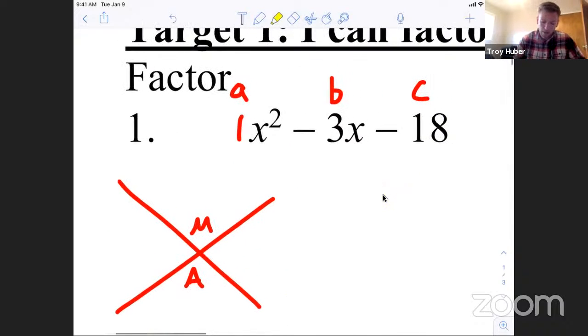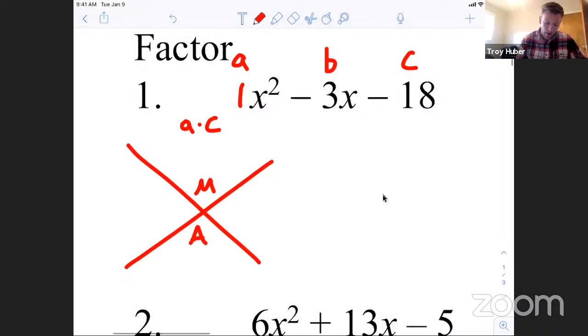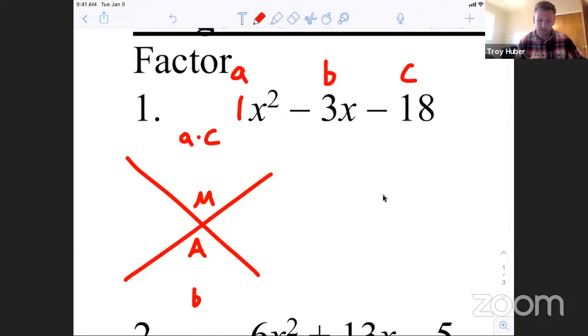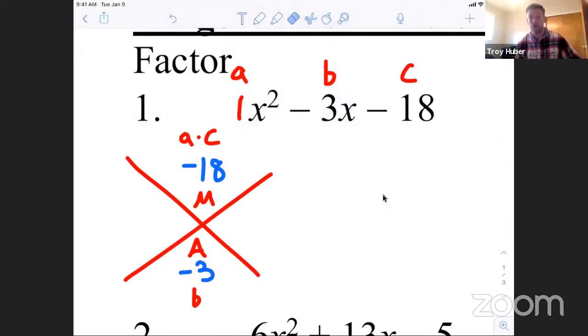Now, we always multiply to our A value times our C value, and then we add to our B value. So in this problem, A times C, your A value is 1 times our C value of -18. 1 times -18 gives us that we are going to multiply to -18. And then we add to our B value, which in this case we said is -3. So that's our original setup.